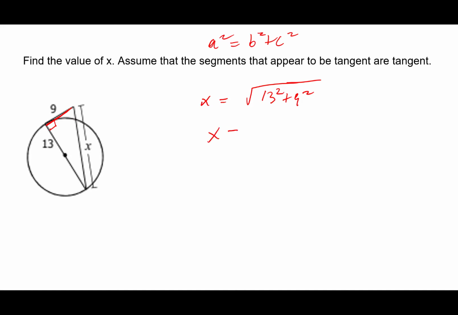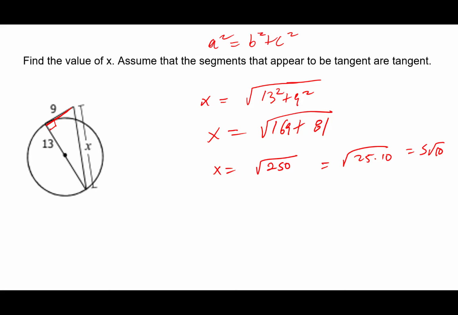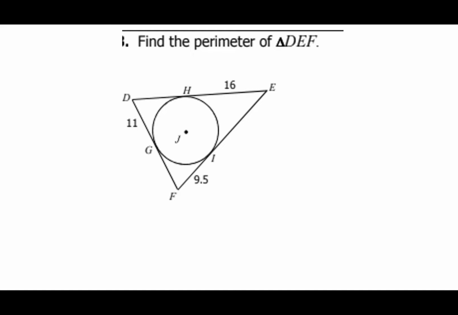That's going to give me x equal to the square root of 169 plus 81. That's going to give me x as the square root of 250. That's equal to the square root of 25 times 10, which is 5 root 10 for the hypotenuse, or the longer side right there. All right, so let's keep it going real quick.